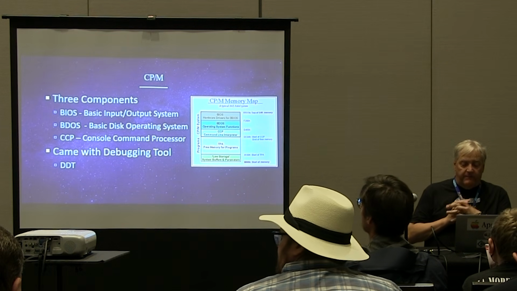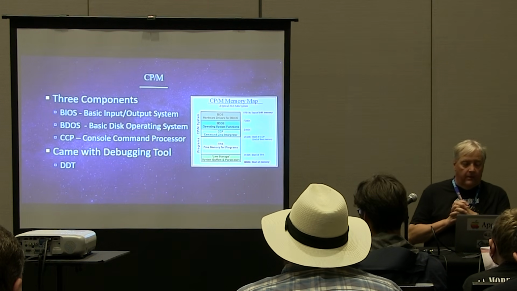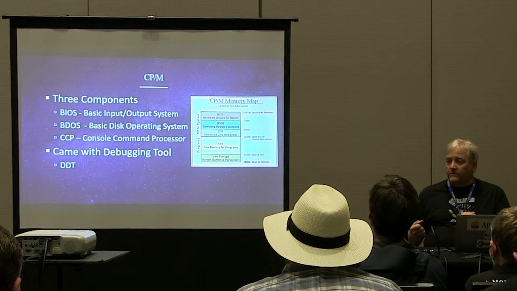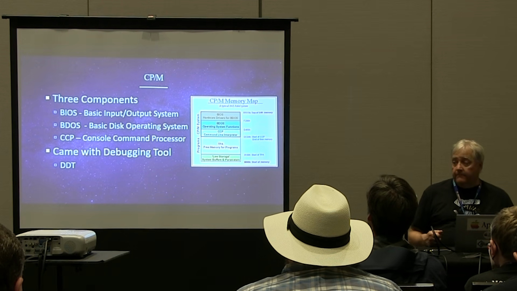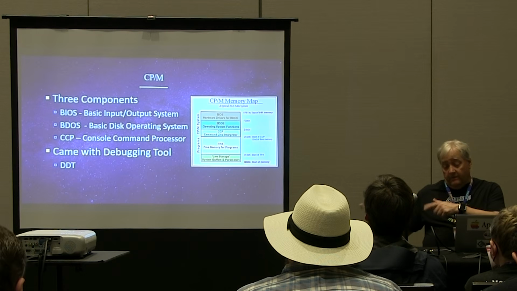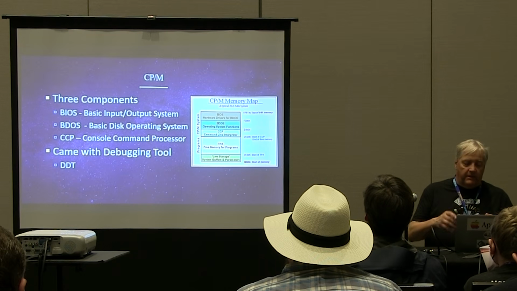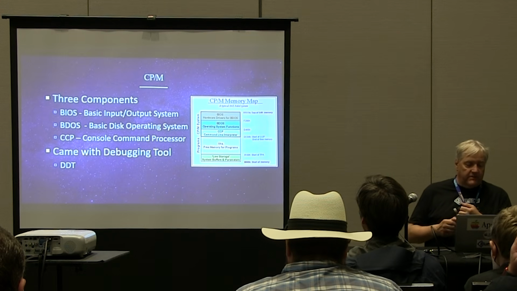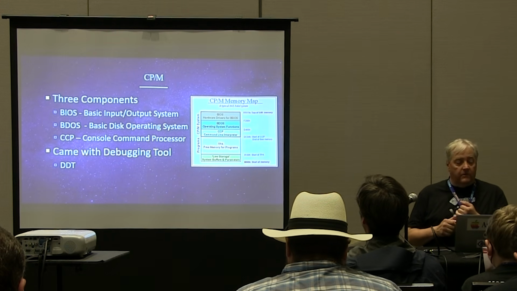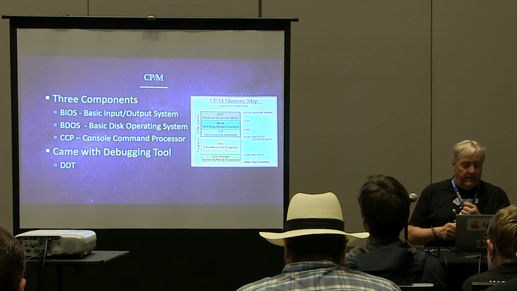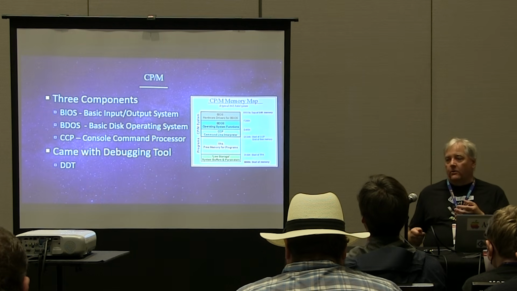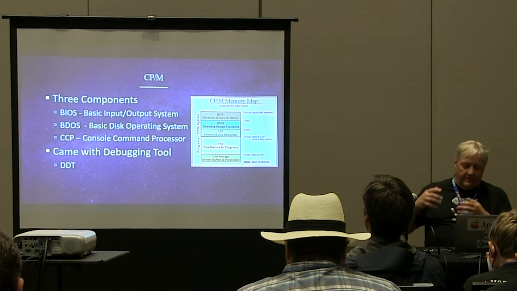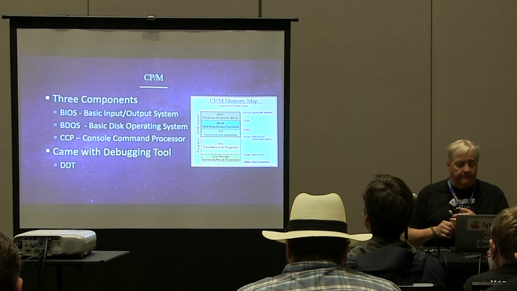Now, why was CP/M on a lot of hardware back then? Well, the way that this was designed is that there were three components. There was a BIOS, which was a basic input-output system, similar to the BIOS that we have on the computers, but this was part of the operating system. There was the BDOS, which is the basic disk operating system, and then the console command processor, or the CCP. He even came with a debugging tool called DDT, dynamic debugging tool, but it was DDT, which was pesticide back then.